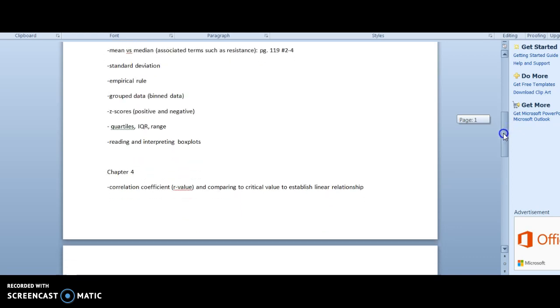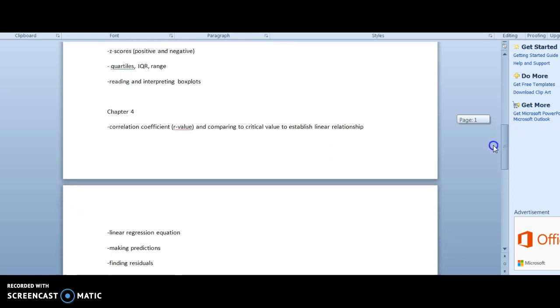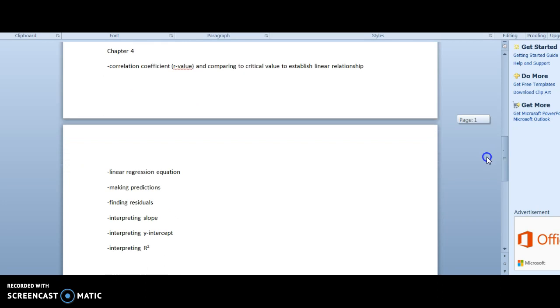So going on to chapter 4, I listed topics related to linear regression, and I didn't include a bullet point for tables in 4.4 because some of those we also saw in chapter 5.